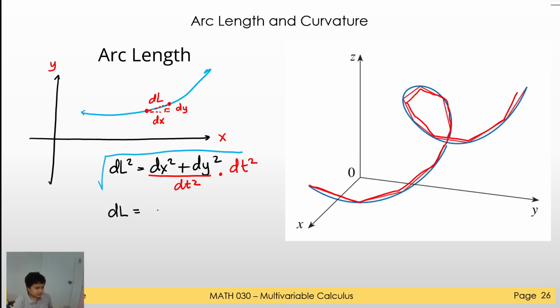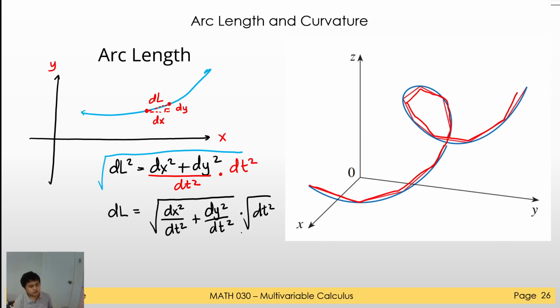So we have dl is equal to the square root of dx squared over dt squared plus dy squared over dt squared. Now, if you find the square root of dt squared, this will be just dt. So this will be just multiplied by dt. And in doing so, now we have this relationship of dl versus the derivative of x with respect to t, for each of the coordinates of x and y.